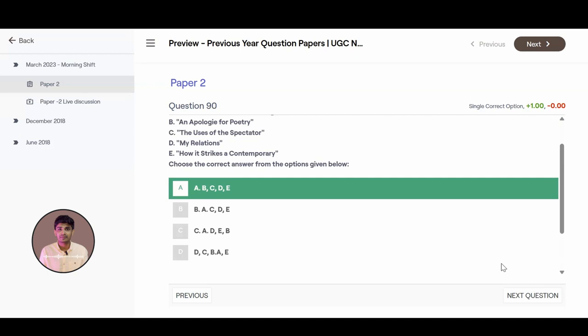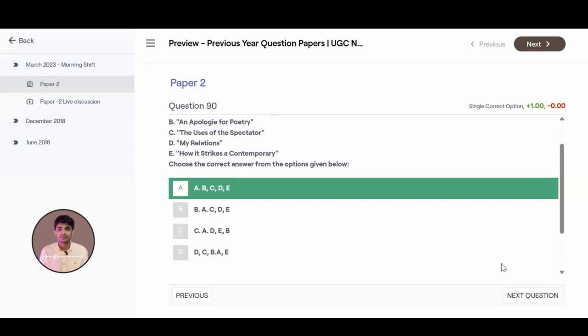Who wrote The Uses of the Spectator? Take the word spectator and think. Again, we discussed the Spectator and its author a few questions ago. Anybody? The Spectator is the name of the magazine. And who is associated with that publication? Addison. Joseph Addison wrote The Uses of the Spectator in 1711.